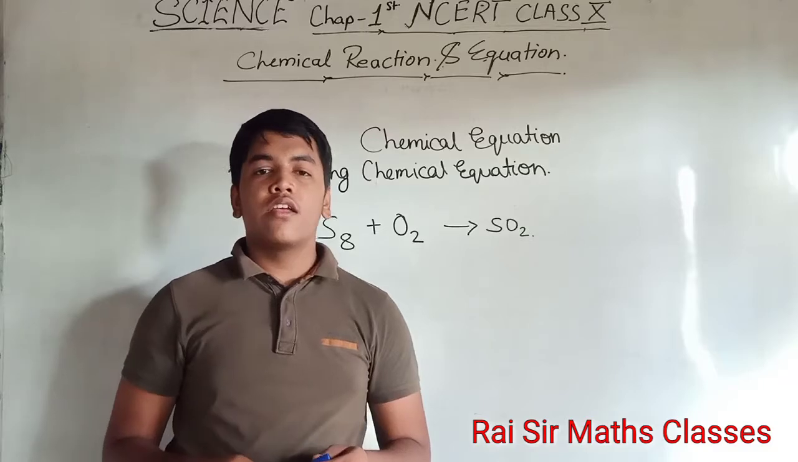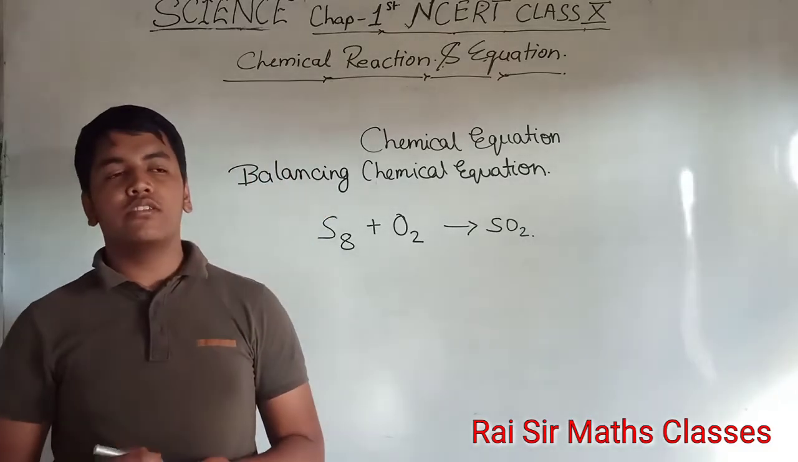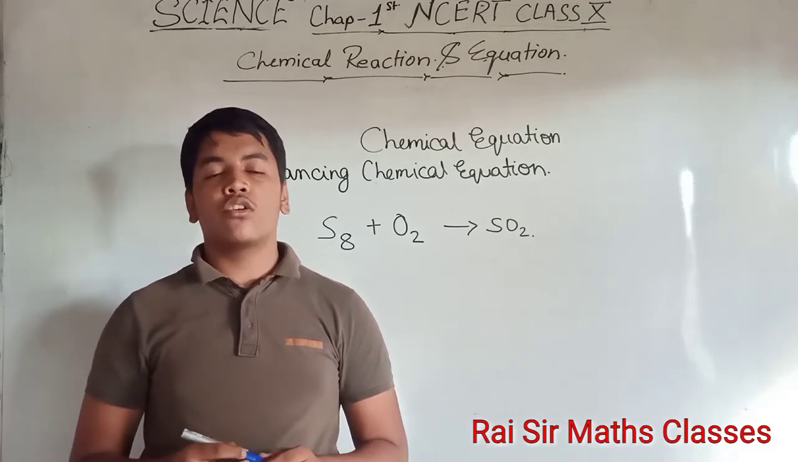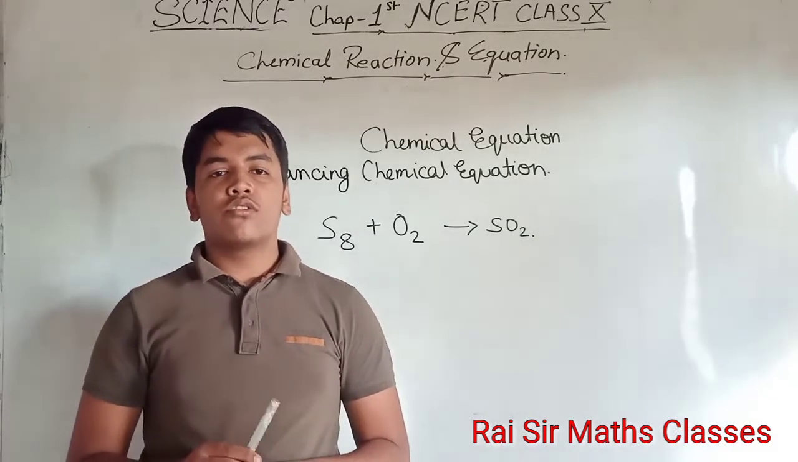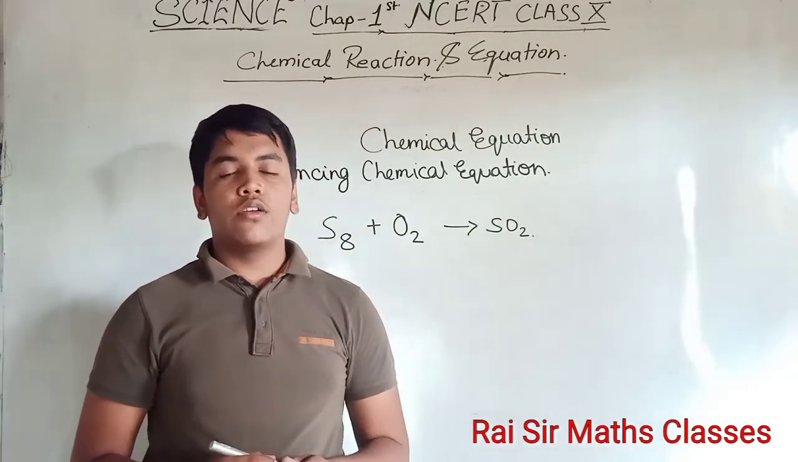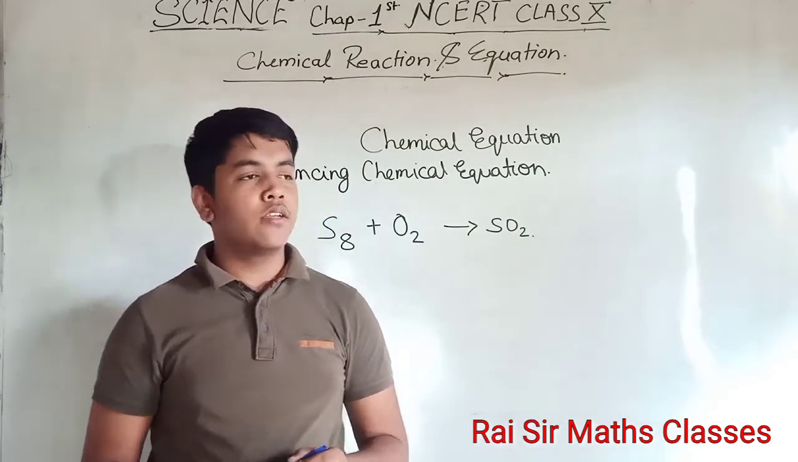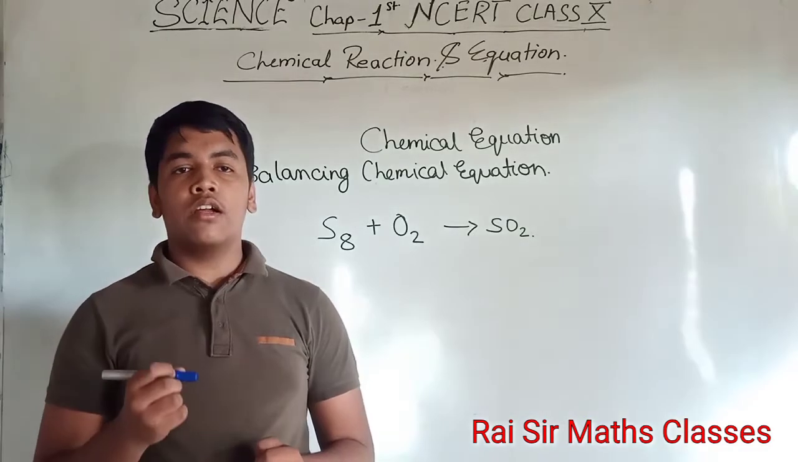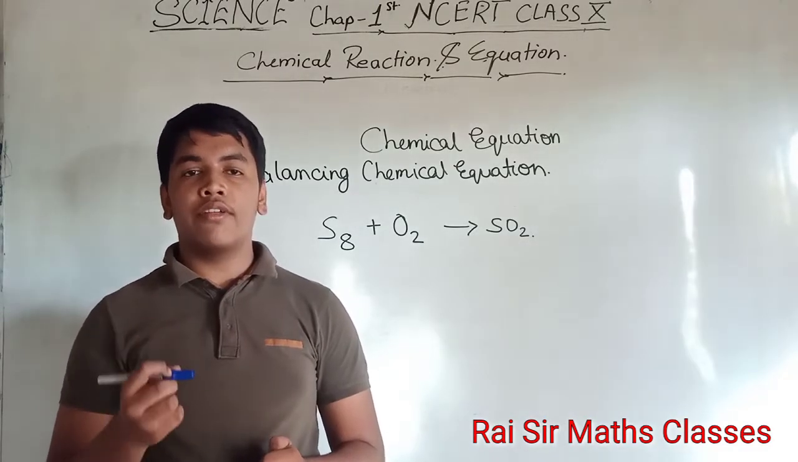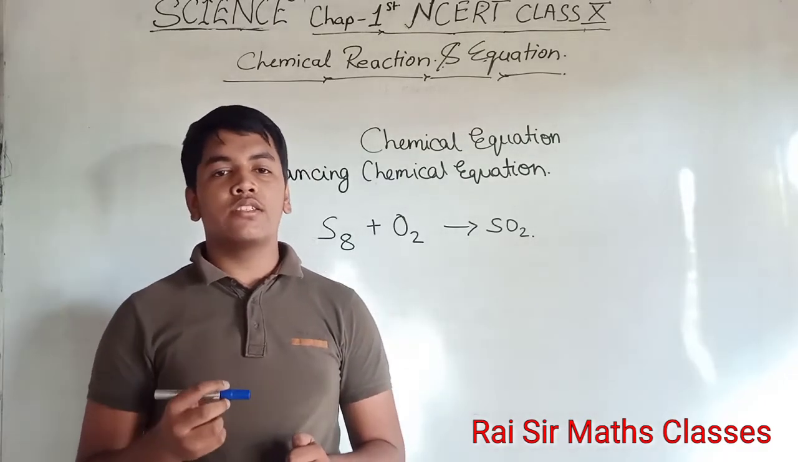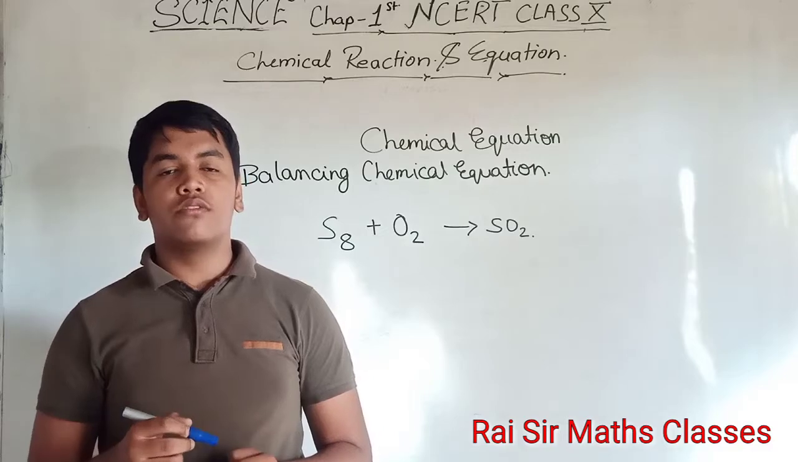Second one is the law of constant proportion. This law was stated by Joseph Proust, a very popular scientist, who tells that the reactants are in a constant or definite proportion. So this law is also known as the law of definite proportion.